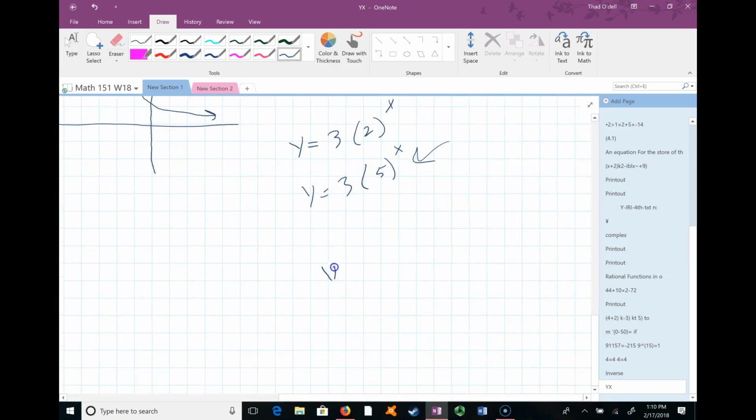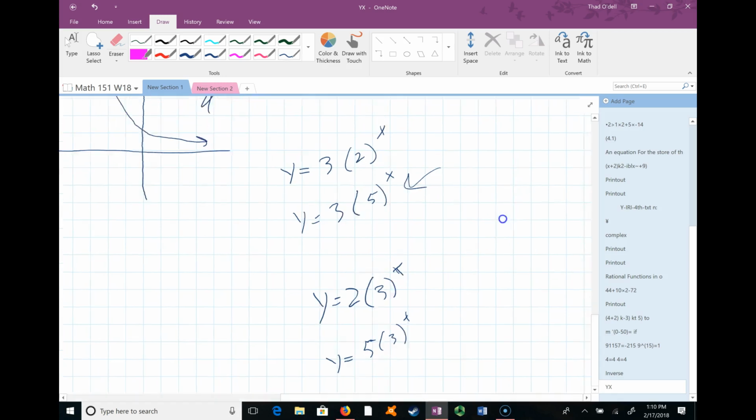Likewise, if I was comparing y equals 2 times 3 to the x and y equals 5 times 3 to the x, well, notice these two are growing at the same rate, but their initial value is different. Right? This one is going to cross the y-axis at 2, that's going to cross the y-axis at 5. Okay.